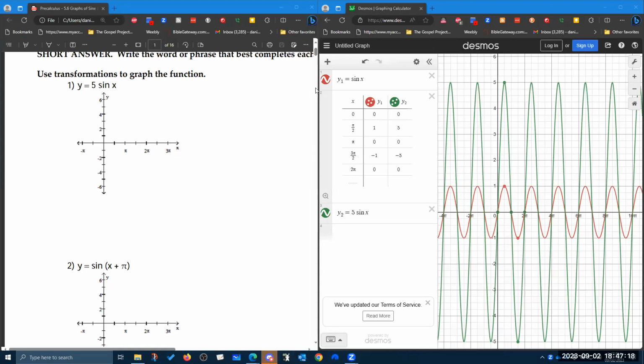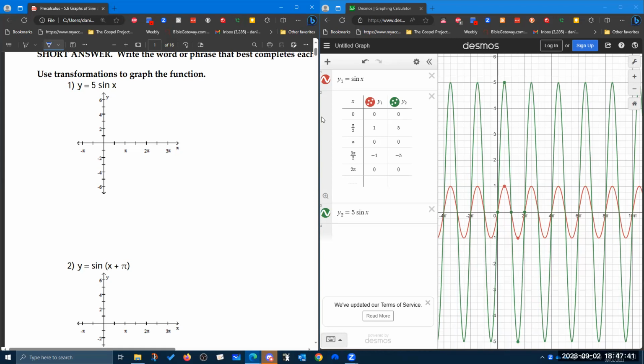So let's go ahead and look at this first one, y equals 5 sine of x. The characteristic points for sine are given here in red under y1. The first period is from 0 to 2 pi. You notice its domain is all real numbers. It's going to go everywhere from left to right. Its range is from -1 to 1.